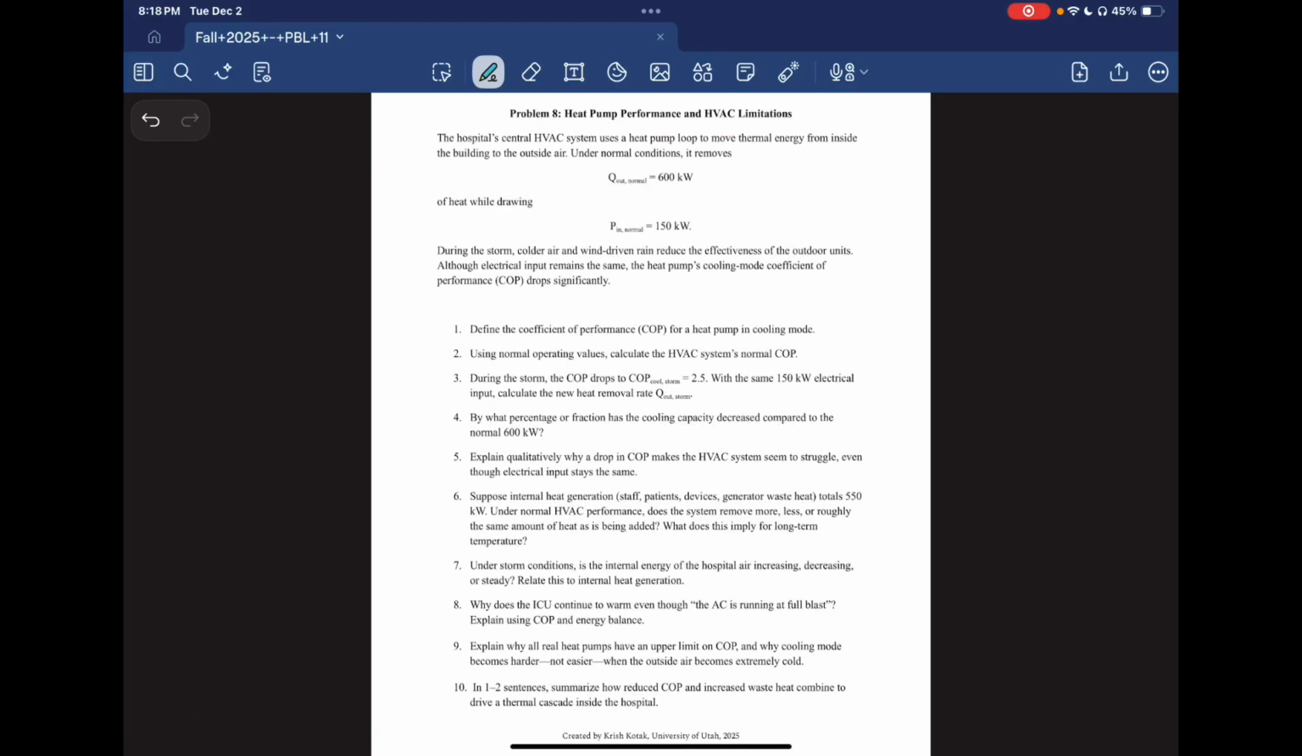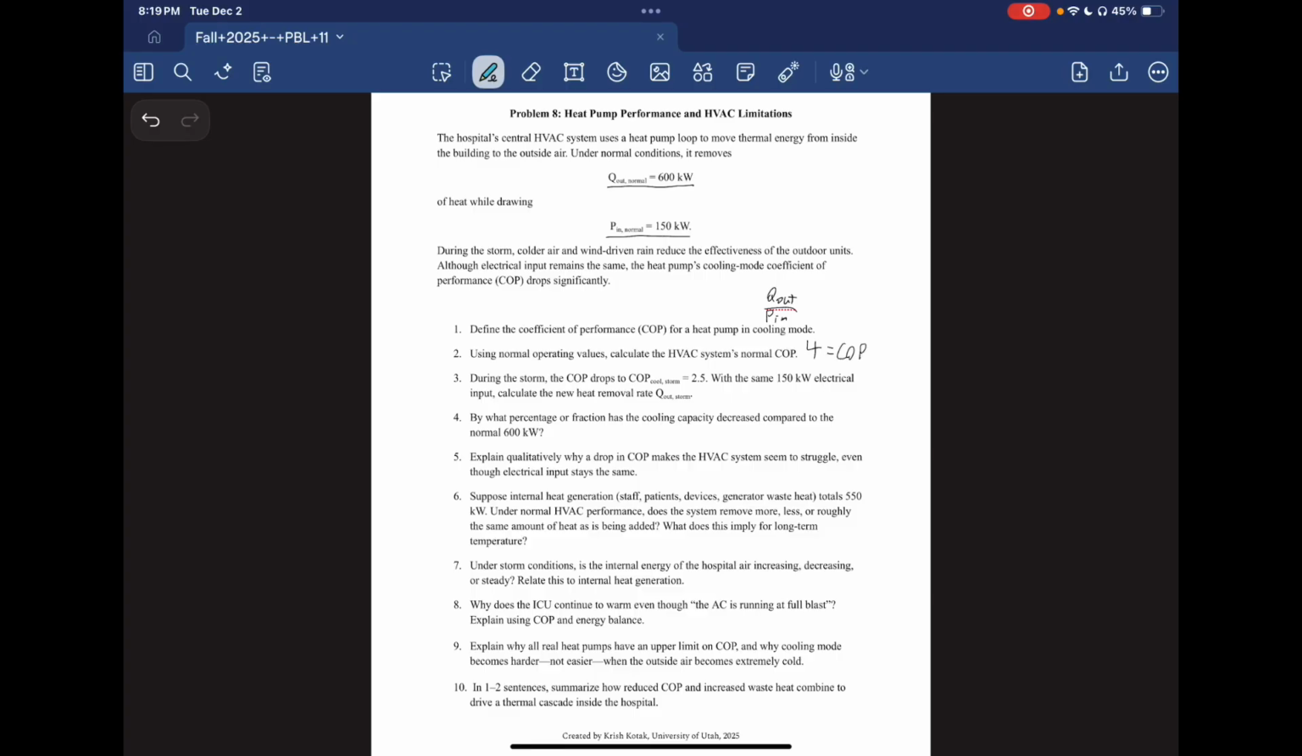Okay, last question here. Now we're going to look at the HVAC system. We have that it's removing 600 kilowatts of energy and drawing in 150 kilowatts of energy. The first question wants us to define the coefficient of performance. The equation for this, again, I'm just going to give it, is just Q out over P in. And then if you calculate this, 600 divided by 150, the coefficient of performance is 4.